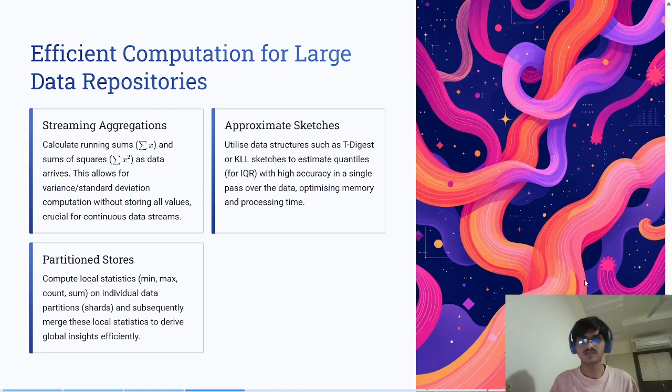For approximate sketches, utilize data structures such as T-digest or KLL sketches to estimate quantiles for the IQR with high accuracy in a single pass over the data, optimizing memory and processing time. With partition stores, compute local statistics, min, max, count, and sum, on individual data partitions or shards, and subsequently merge these local statistics to derive global insights efficiently.